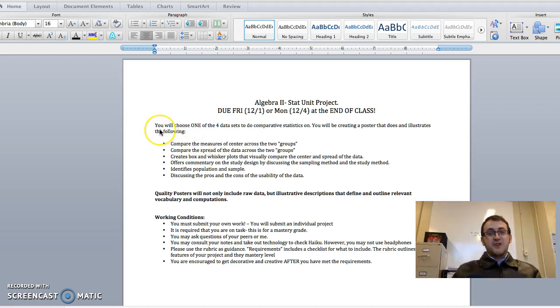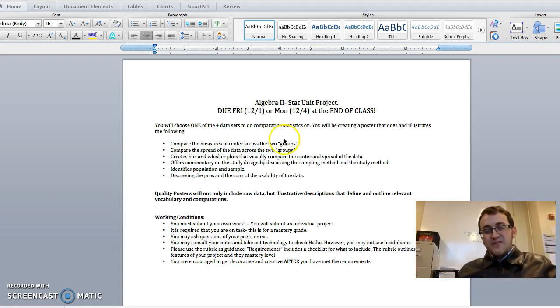In this project, you are going to be choosing one of the four data sets that I have provided for you. These are actual real data sets that I have done research about, and you're going to be analyzing the data. I'm going to require you to compare the measures of center across the two groups. This is computing the mean, the median, and the mode. And then comparing the spread of the data.